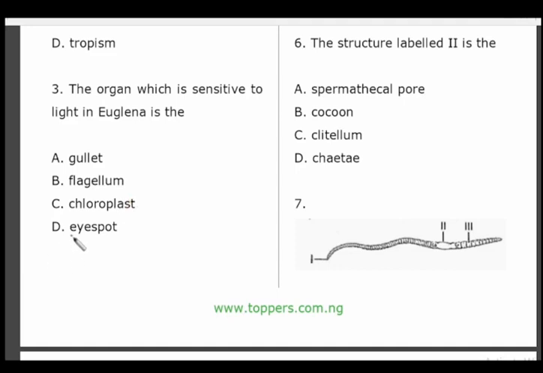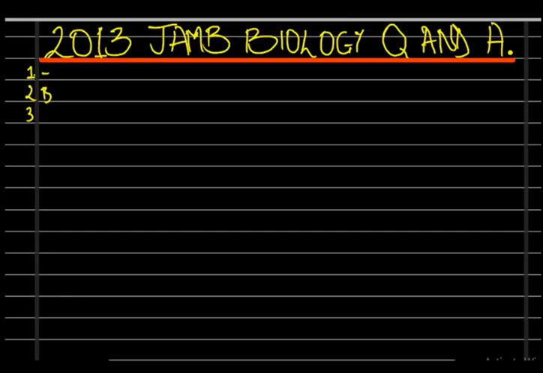So the answer to our question here is the eye spot. The eye spot is the organ that is very sensitive to light in the body of euglena. So our answer to question 3 is option D. That is our answer, option D. So we'll move to question 4.